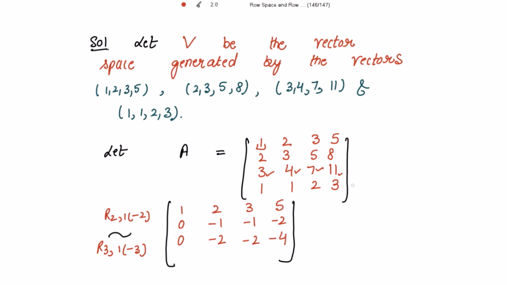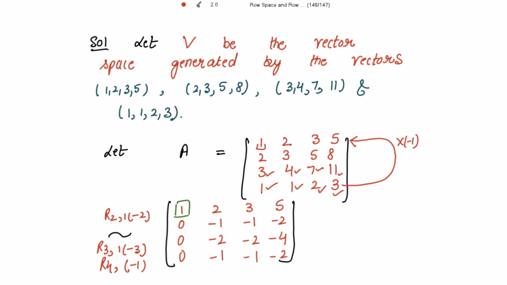And at last, row 4 is changed by adding its elements to row 1, but row 1 should first be multiplied with -1, right? Okay. 1 times -1 is -1, and adding this to 1, we get 0. 2 times -1 is -2, and adding this to 1, we get -1. 3 times -1 is -3, and adding this to 2, we get -1. 5 times -1 is -5, and adding this to 3, we get -2. So we obtain this, our leading element over here, right?